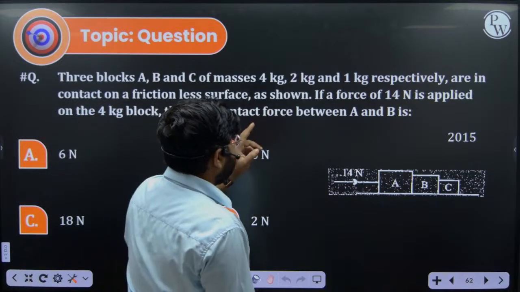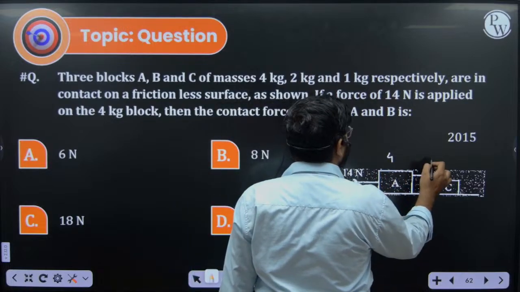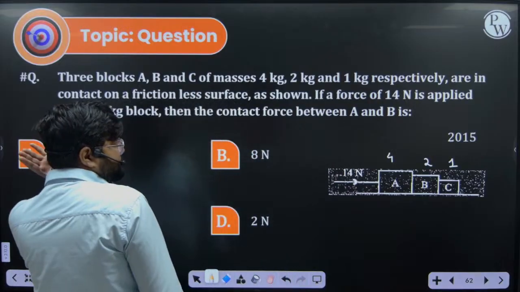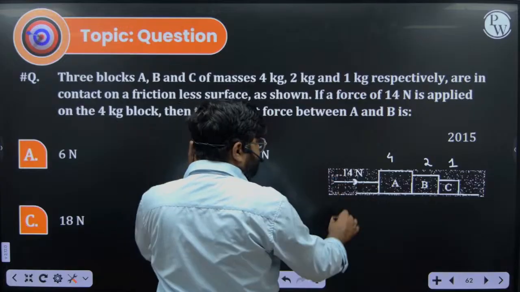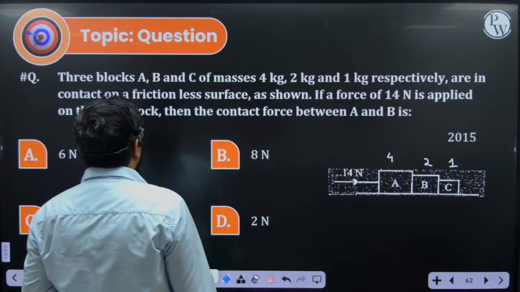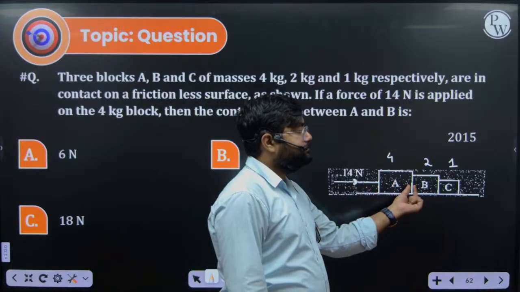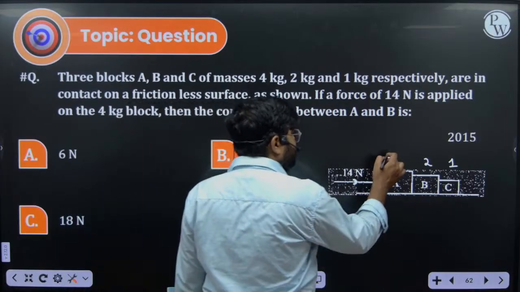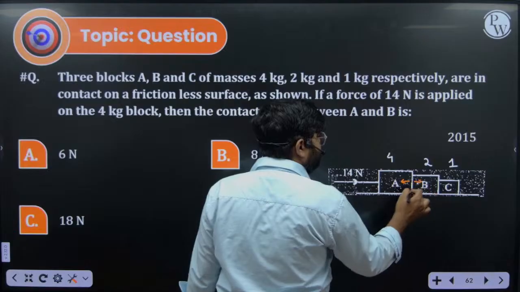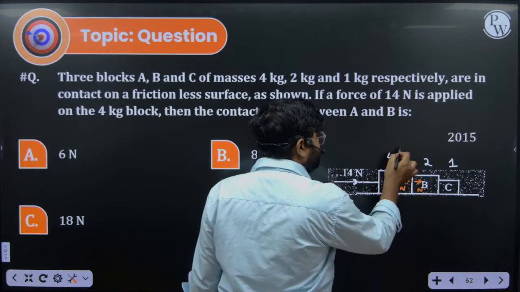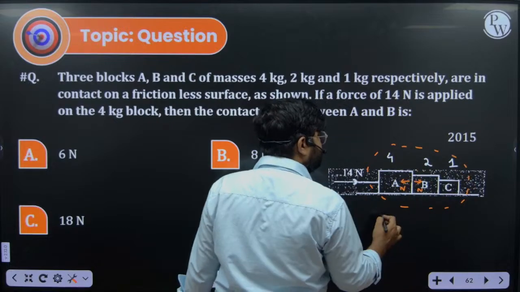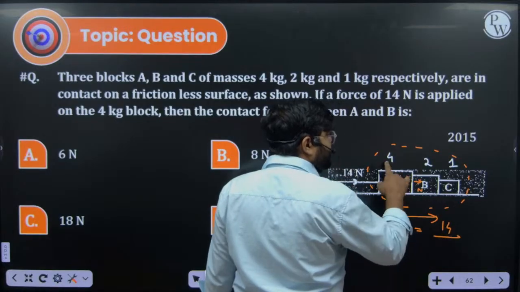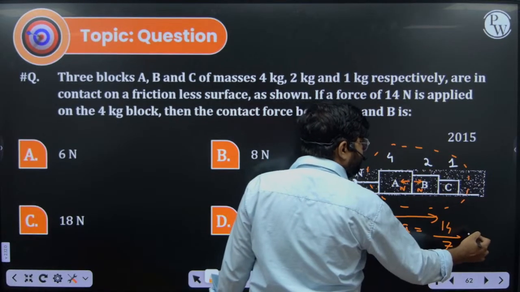3 blocks are there, 4 kg, 2 kg, 1 kg. Frictionless, no friction. Force is 14 Newton. The diagram is not very clear. 14 Newton. What is the contact force between A and B? Again, we have done such a question today. We take them as a system and we find this force. If you take them as one system, we can find the acceleration. Net force driving the system divided by the total mass of the system is 14 by 7.